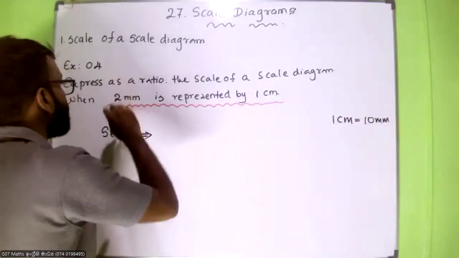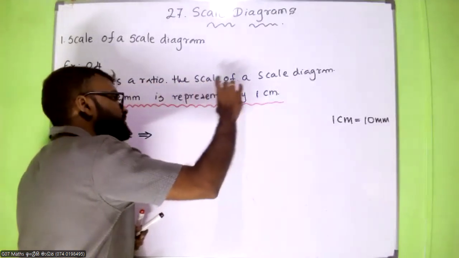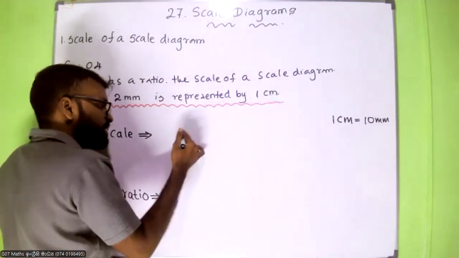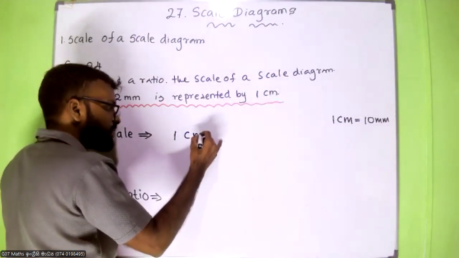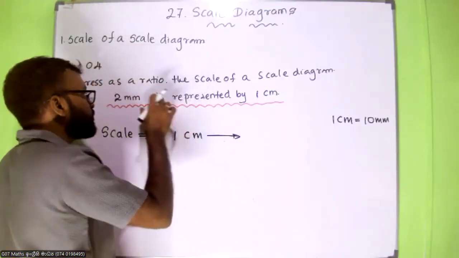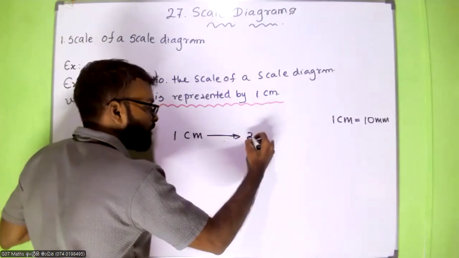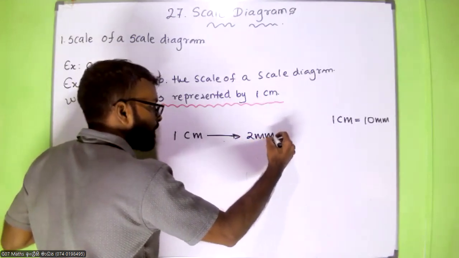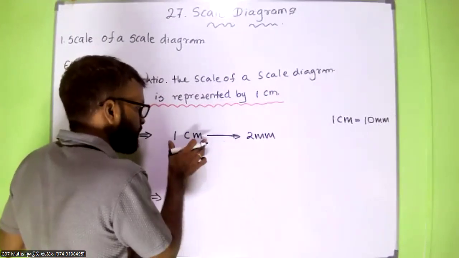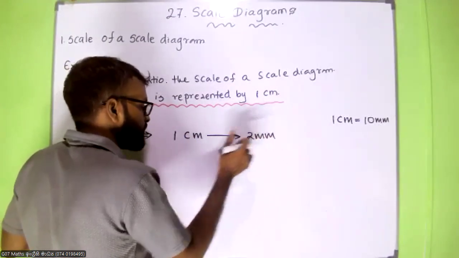So, example number 4. 2 millimeters is represented by 1 centimeter. So I can write 1 centimeter here as the scale. By using 1 centimeter, I am going to represent 2 millimeters. I am going to magnify.